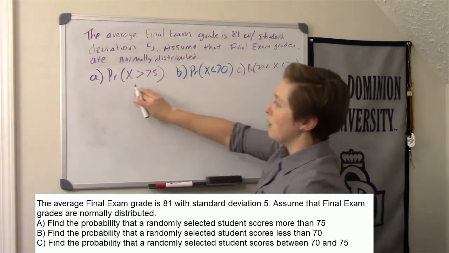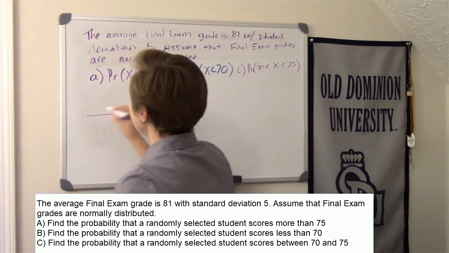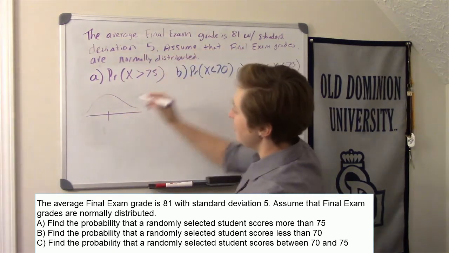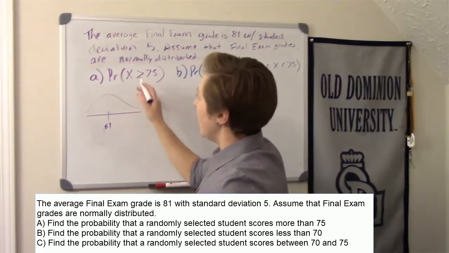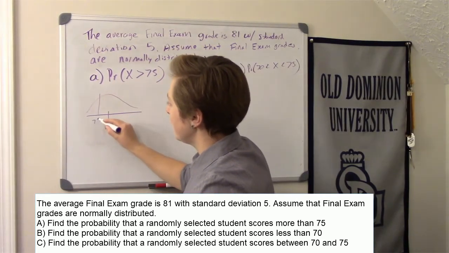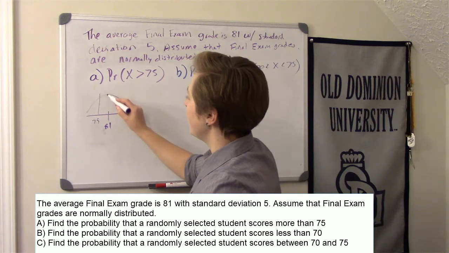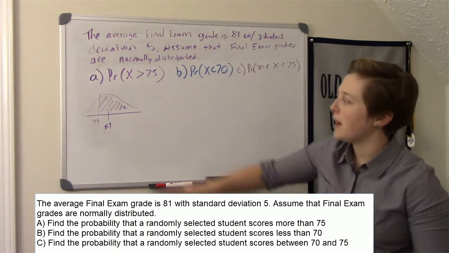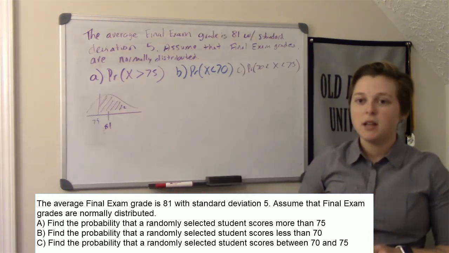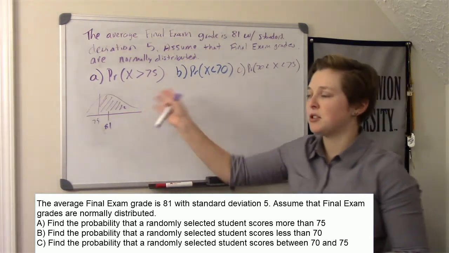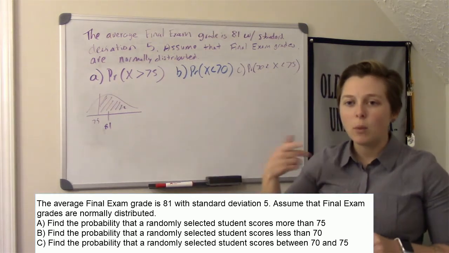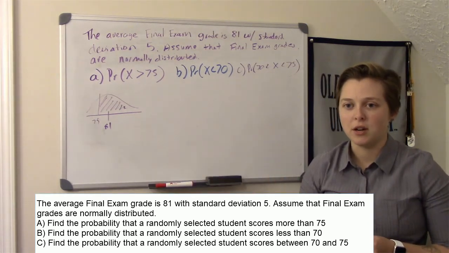Now, I'll go through this first one. The distribution of x is centered on the mean, which is 81. 75 is down here. And greater than 75, that means we're looking for that area there. Right off the bat, I know my answer should be more than 50% just by looking at that graph, because that's a symmetrical distribution. You should always draw that. It's a way to double check that your answer is going in the right direction.